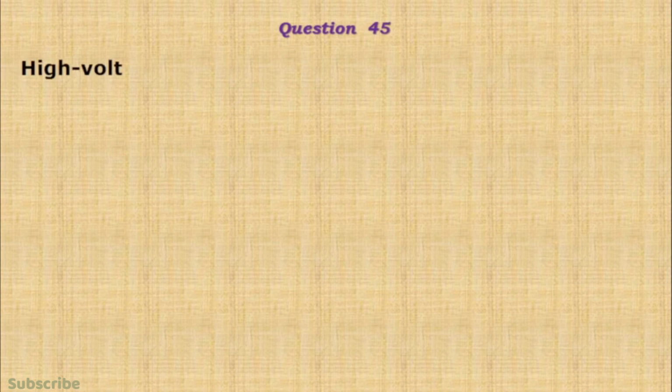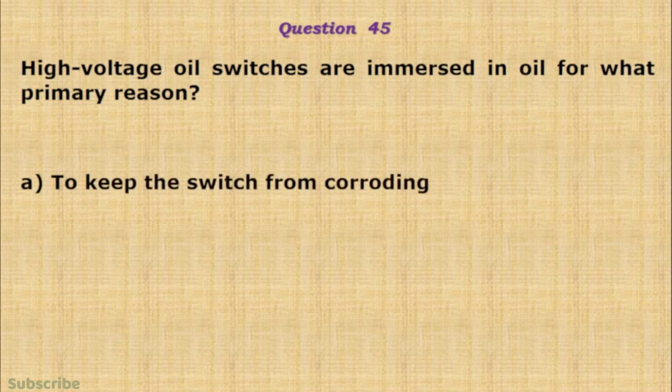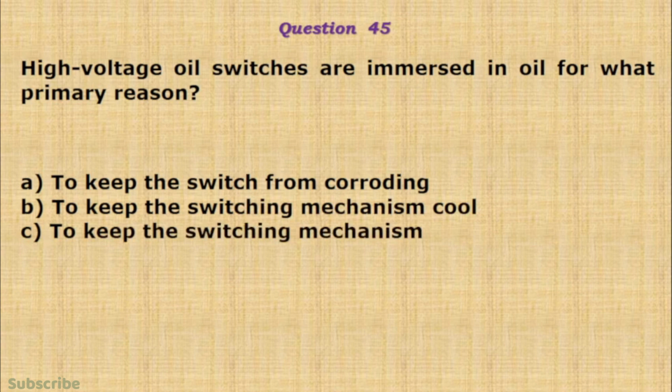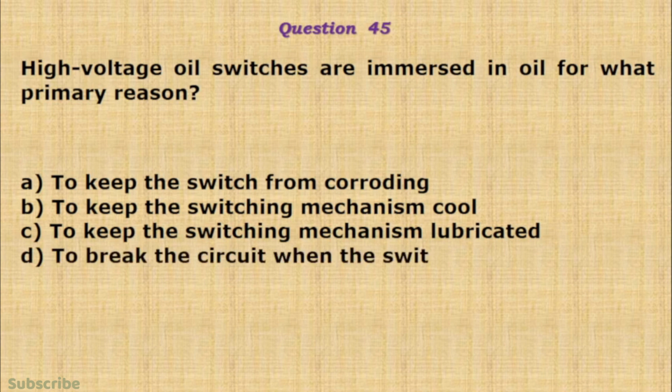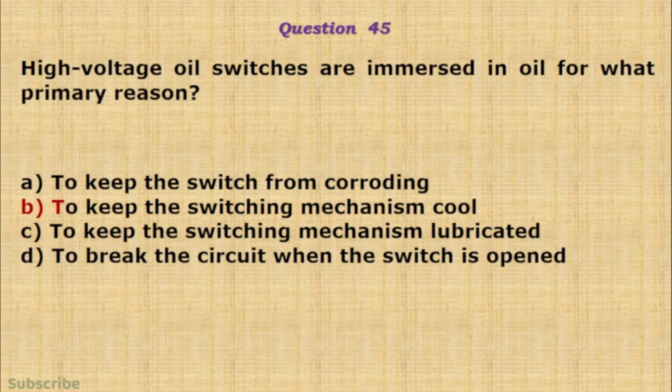Question number 45. High voltage oil switches are immersed in oil for what primary reason? A. To keep the switch from corroding. B. To keep the switching mechanism cool. C. To keep the switching mechanism lubricated. D. To break the circuit when the switch is opened. The correct answer is letter B, to keep the switching mechanism cool.